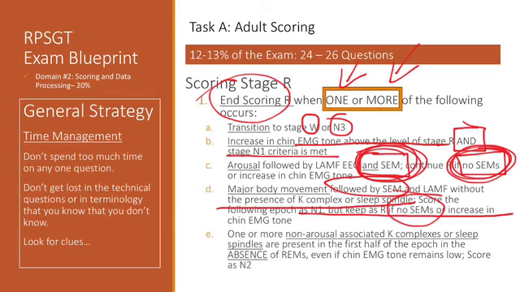Again, major body movement does not necessarily have to push the patient out of stage R. It really depends on whether or not slow eye movements were present after the body movement. And then, of course, one or more non-arousal associated K complexes or sleep spindles are present in the first half of the epoch in the absence of REM. So if you see Ks and sleep spindles and there is no concurrent rapid eye movement, that would suggest that they are maintaining the state of REM, then you would also stop scoring stage R as well.